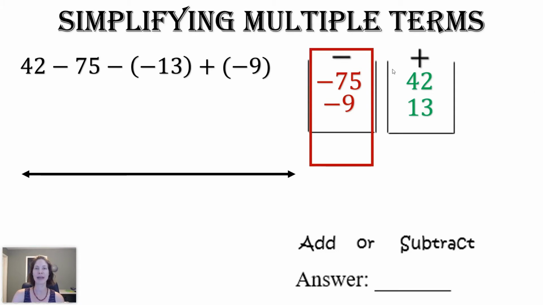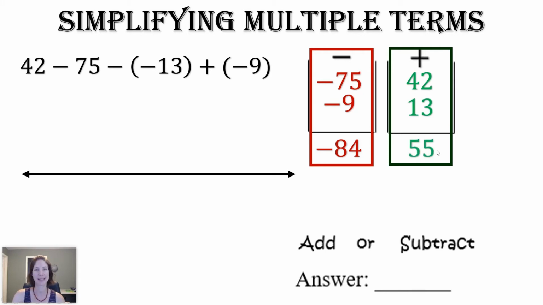Now, what I recommend is that you add the same values together to figure out how many total negatives there are in this expression. So if we add the two negatives together, we're going to get negative 84. And then over here, we want to do the same thing with the positives. So we're going to add the positives together to see how much total positive is going on in this expression, and we'll get positive 55.